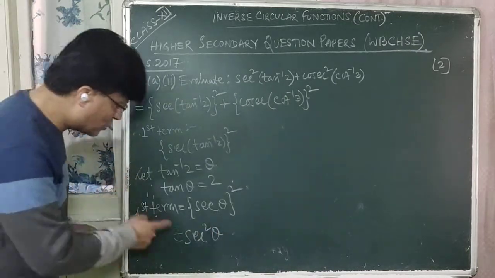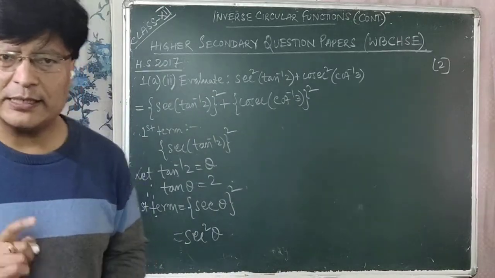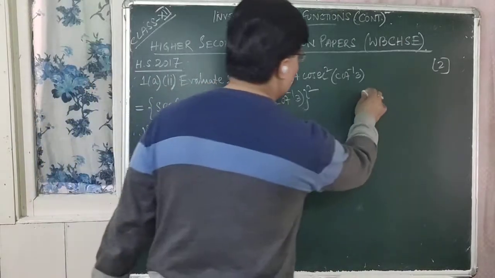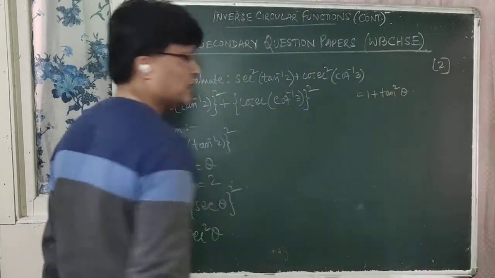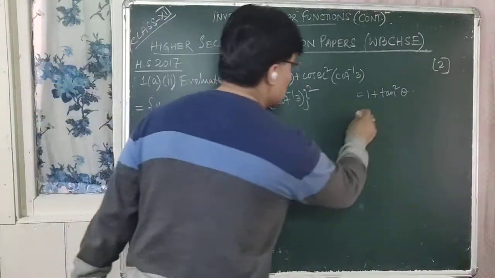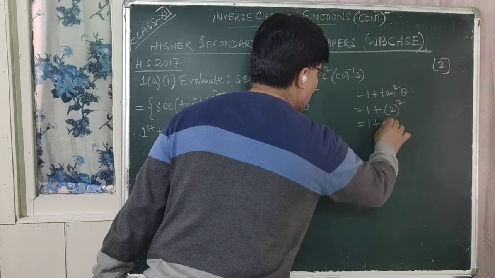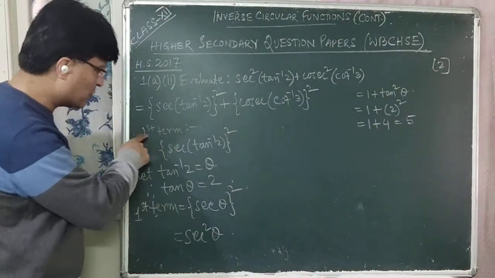Now you can convert this sec square theta in terms of tan, isn't it? What is sec square theta in terms of tan? You know that it is 1 plus tan square theta. Okay? So what is the value for tan theta here? It is 2. So it is equal to 1 plus, this is your 2 whole square, 1 plus 4 is equal to what? 5. So what is the value of the first term?